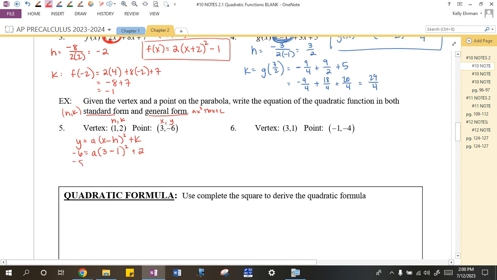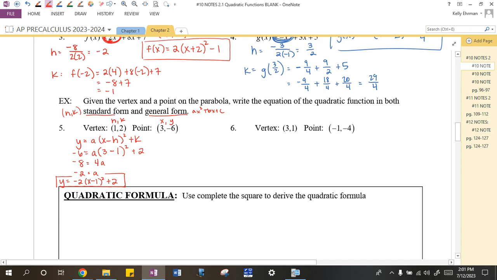Subtract 2 to the left side. Simplify this. 2 squared is 4. Divide by 4. A is -2. Once you figure out a, you can write the standard form equation. So y equals -2 times x minus 1 squared plus 2.